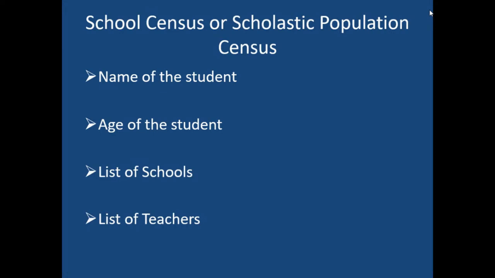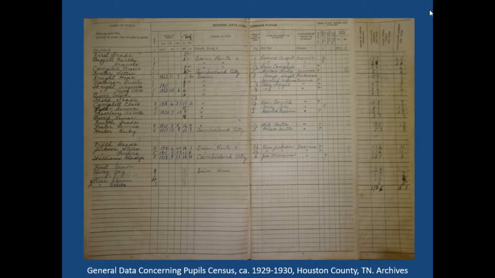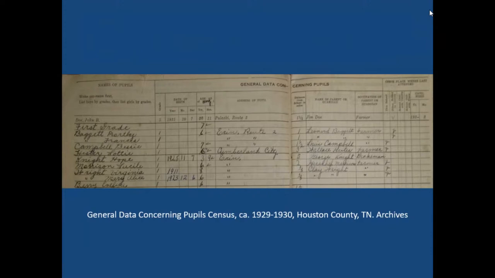Here is an example. This is a general data concerning pupils census from 1929 to 1930. I know it's a little bit not big enough for you to see all the information, so I did this. As you can see over to the left, there is a list of students. This is the first grade. And then it gives their date of birth, not on all of them, but on some of them. It gives their age. It gives the address where the pupil lived. And then as you come across, you're going to see the name of the parent or the guardian and the occupation of that parent or guardian. So school records, if you can find them, if they're available, can really give you some fantastic genealogical information.